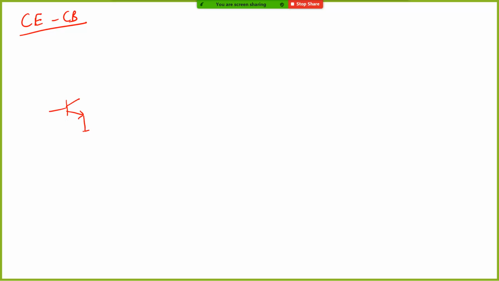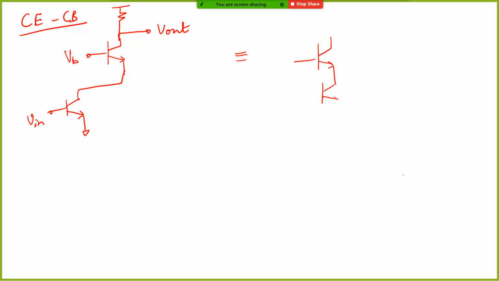Let's say this is your common source amplifier. You take this and you give it as an input to a common base amplifier, and you take an output. Now this, if you draw it more neatly, will look something like this. This is V in. This is some bias voltage. This is your V out. Okay. What does it mean?